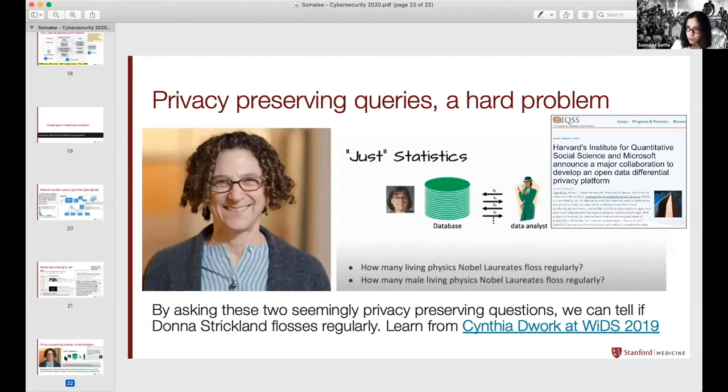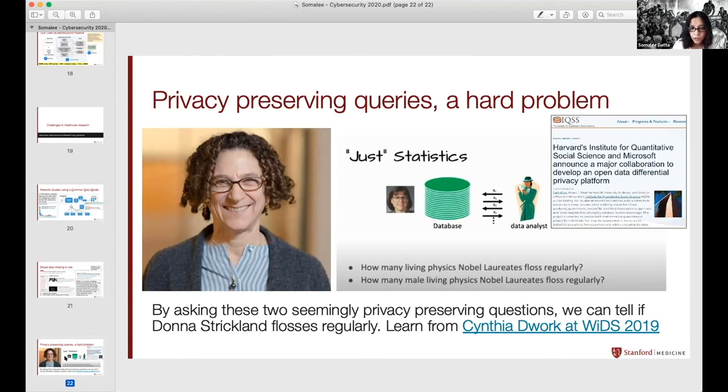And the final point I want to make is that privacy preserving queries is actually a very hard subject. So those of you who know Cynthia Dwork's work, she's been working in differential privacy for a very long time. So she has this example where, off the database, the data analyst is asking two simple questions. The database essentially contains Nobel laureates and their flossing frequency. So how many living physics Nobel laureates floss regularly, and how many male living physics Nobel laureates floss regularly? Each individual question seems like it's privacy preserving. There could be nothing that could go wrong.